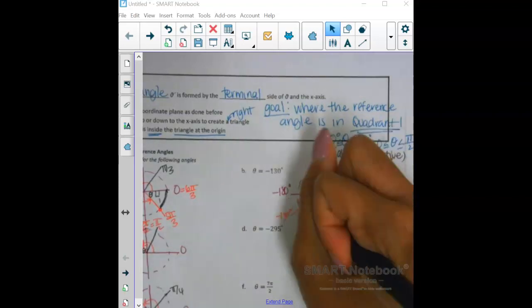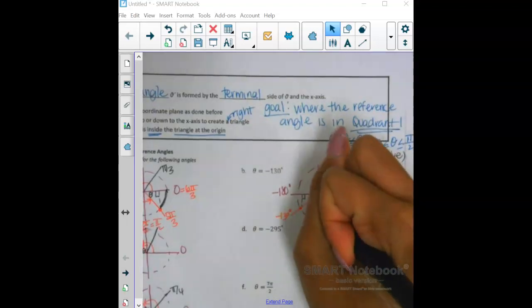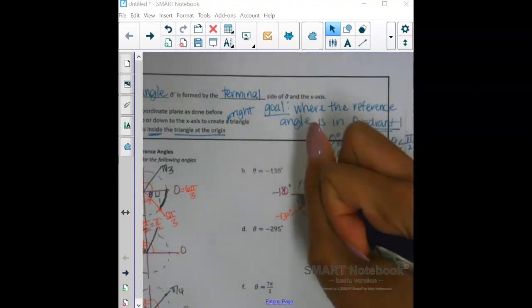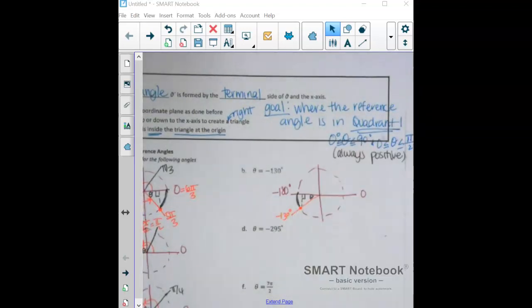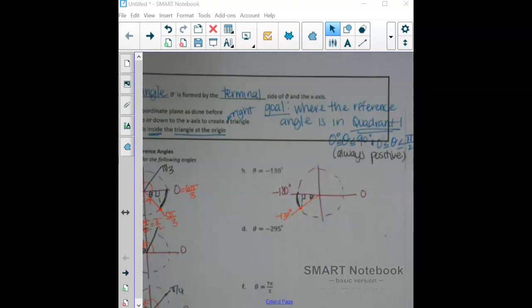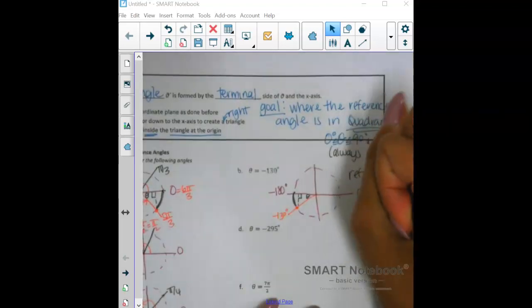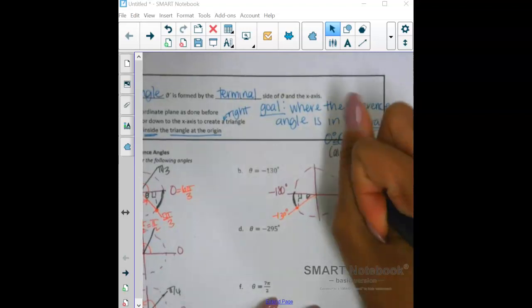So I need to figure out what's my reference angle. Giselle, go ahead and subtract. If I'm going from negative 180 to negative 130, what's the angle going to be? Negative 50, but I want it to show up in quadrant 1. So what should I make it? Positive 50. So the reference angle is going to equal positive 50 degrees.